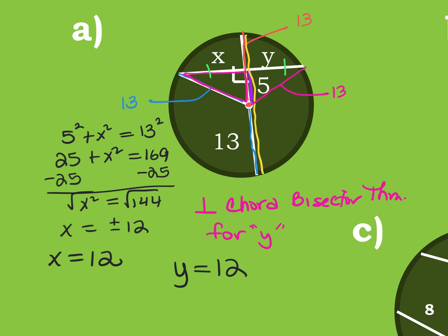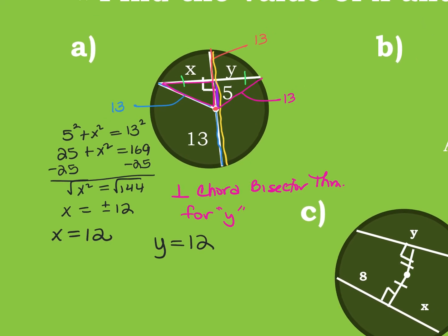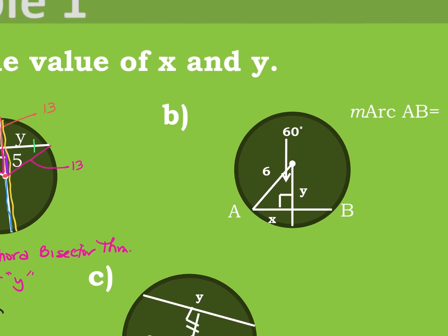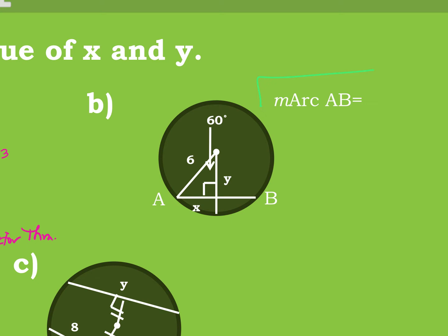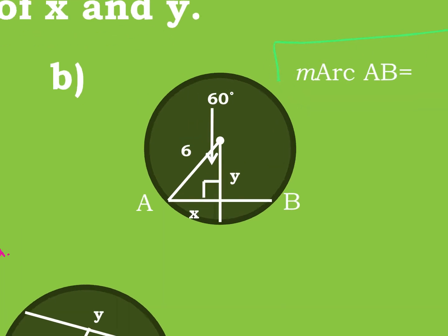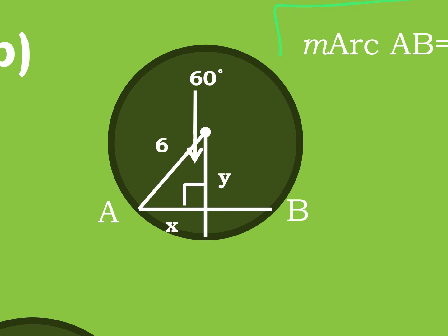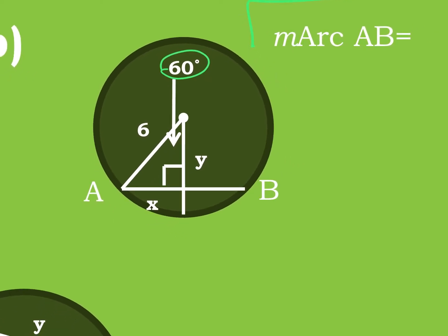Let's try B. Now this one, in addition to finding x and y, also wants us to find the measure of arc AB. But let's go ahead and work on finding x and y first. Notice the angle measure that's given to us up here, 60 degrees. We're going to reach back to our special right triangle chapter. So if I pull this triangle out of here, I'm going to do it over here on the side.